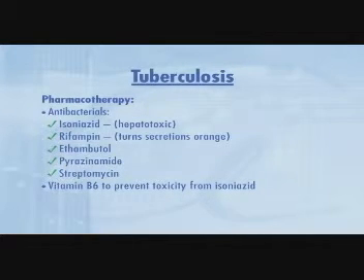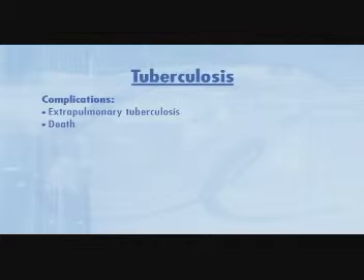Pharmacotherapy for tuberculosis includes antibacterials such as isoniazid and rifampin. These are the two most commonly given and should be taken on an empty stomach. Others include ethambutol, pyrazinamide, and streptomycin. Vitamin B6 is given to prevent toxicity from isoniazid. The complications of tuberculosis are extrapulmonary tuberculosis and death.